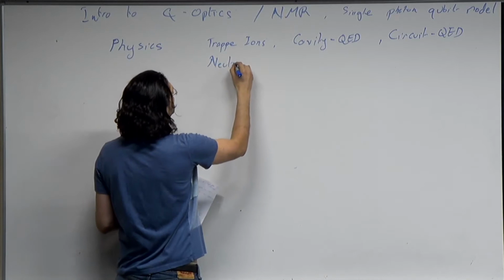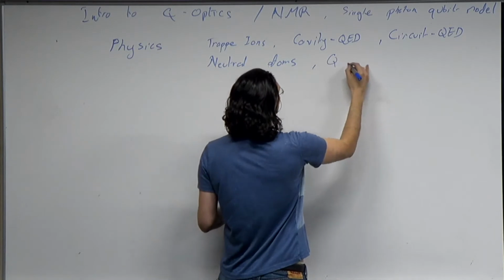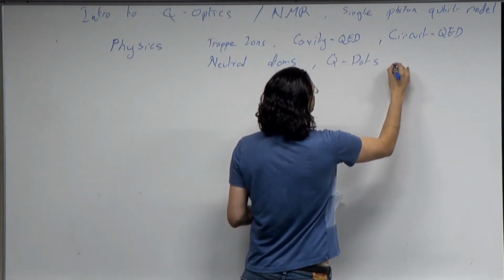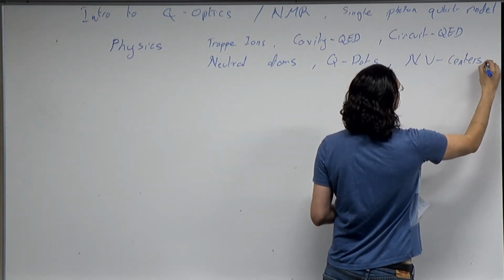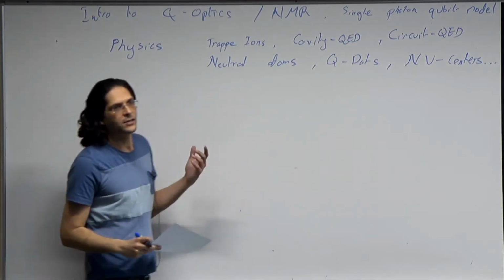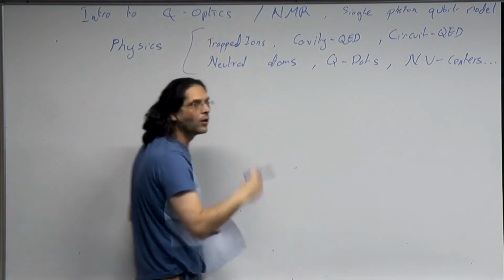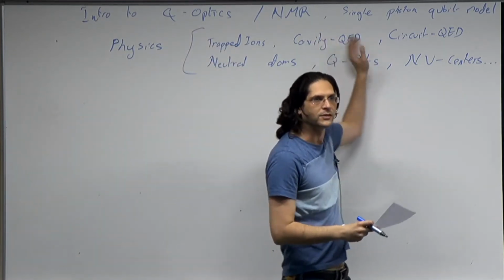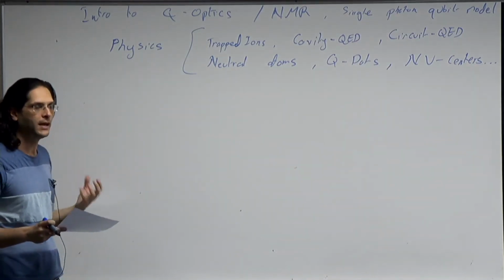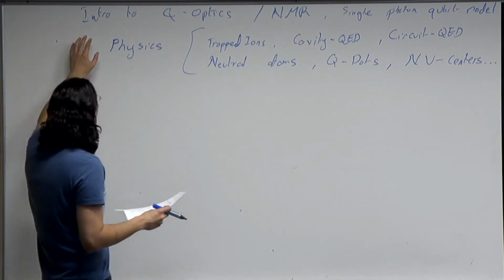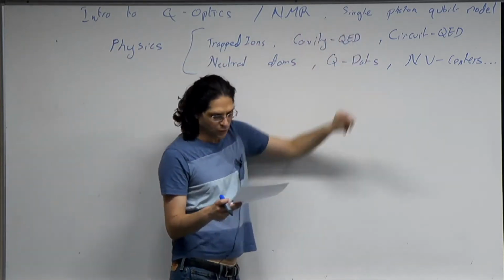Neutral atoms, quantum dots, NV centers, etc. Okay, so we want to build the basis so we can understand the physics of all these systems, whether we go through all of them or some subset of them. This is the main purpose of this, and what we're going to do is focus on these two models.